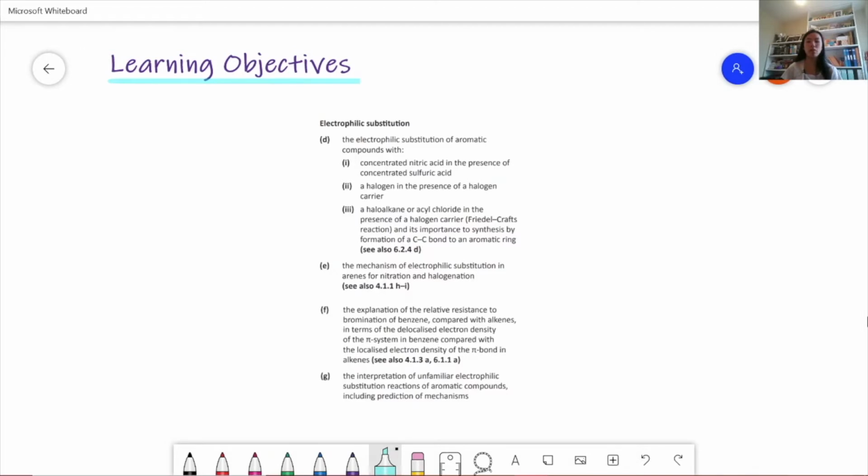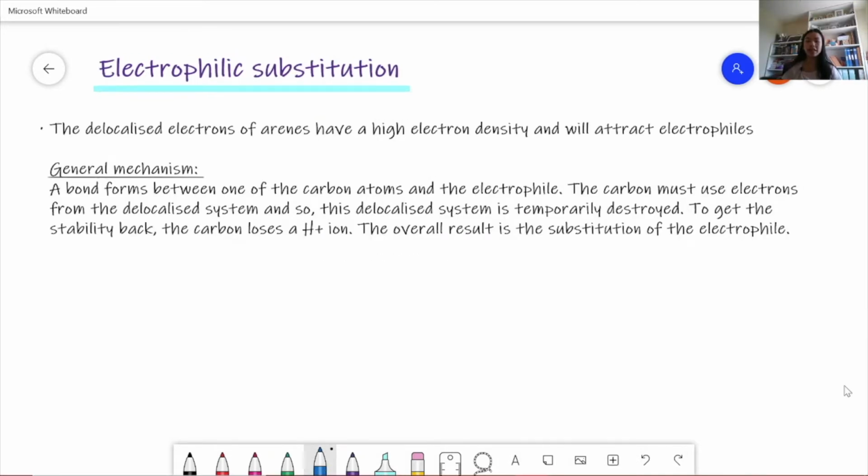And we're going to look at its importance to synthesis by formation of a carbon-carbon single bond to an aromatic ring. Then we're going to look at the mechanism of electrophilic substitution in arenes for nitration and halogenation, and to explain the relative resistance to bromination of benzene compared with alkenes in terms of the delocalized electron density of the pi system in benzene compared with the localized electron density of the pi bond in alkenes. And our final learning objective will be to look at the interpretation of unfamiliar electrophilic substitution reactions of aromatic compounds, including prediction of mechanisms.